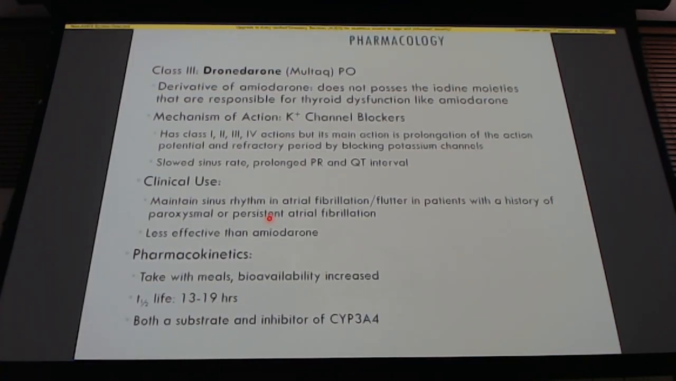Dronedarone. So dronedarone, still looking at our class 3 oral medication, but the big difference here is that it doesn't have that same iodine component that we were worried about in our amiodarone. So if a person is allergic to or they have some type of hypersensitivity to that iodine, or if they have any issues with their thyroid, this medication is not going to cause those problems like our amiodarone was. Okay? So that's the big difference between these two.